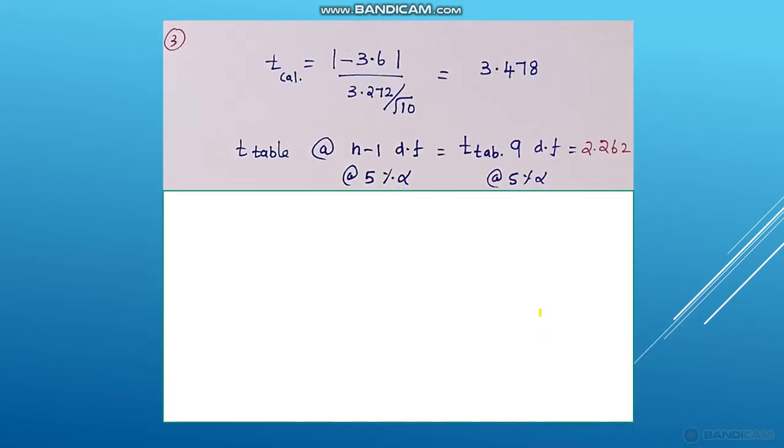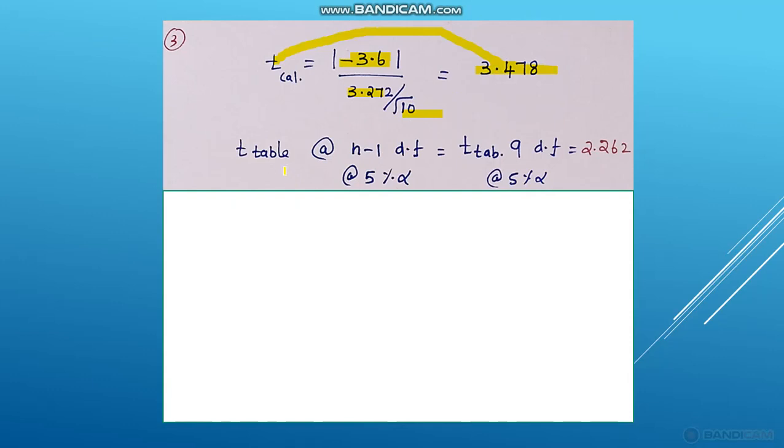Now you apply the formula: D bar divided by s by root n. D bar, the mean, is minus 3.6 and the sample standard deviation is 3.272 divided by root 10. So the answer is 3.478. This 3.478 is the t calculated value.